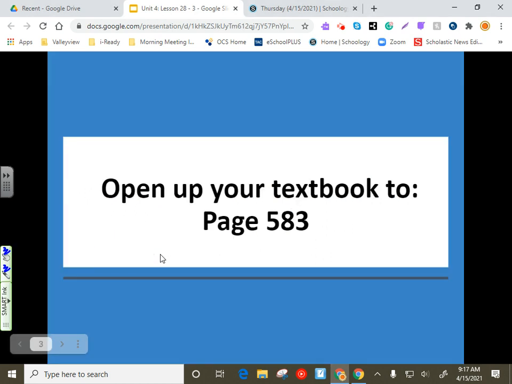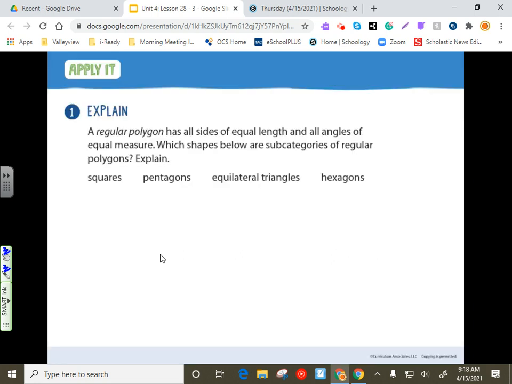All right, please open up to page 583. So let's talk about regular polygons. A regular polygon has all sides of equal length and all angles of equal measure. So we have to underline all sides of equal length and all angles of equal measure. And it gives us these shapes below: squares, pentagons, equilateral triangles, and hexagons.